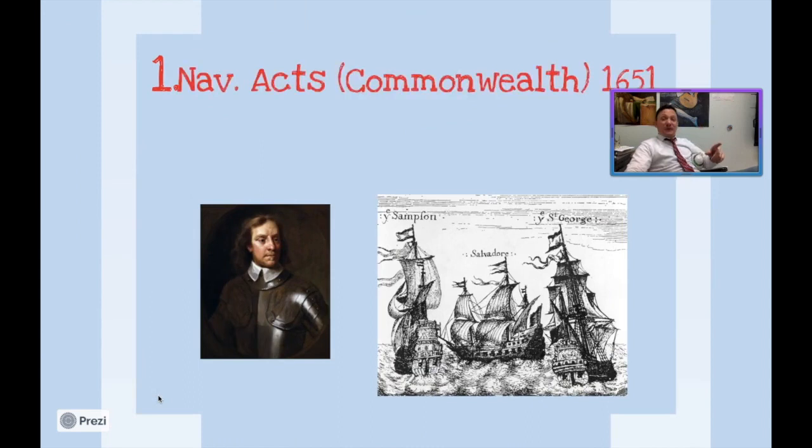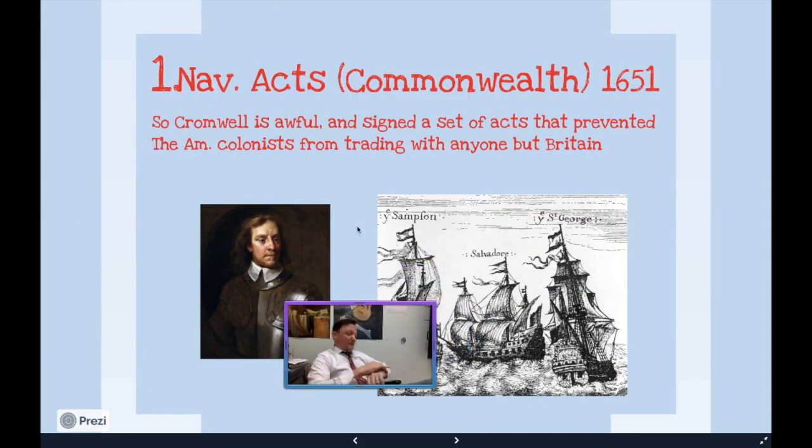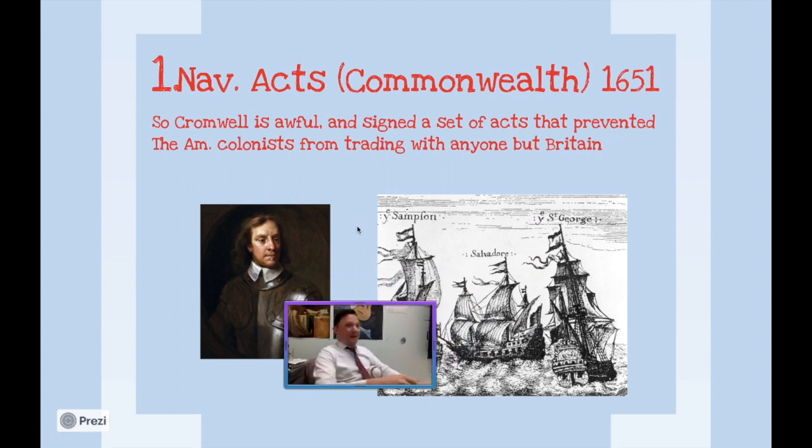So the very first event we've got to talk about is the Navigation Acts. Some of y'all are going to be like, wow, Mr. Terry, you're moving really fast. Well, the thing about it is, y'all, it's a crash course. It's not meant to be something that we sit here and marinate in for like 3 days. And I also don't want this flip to be any longer than it absolutely has to be. So let's go ahead and start off with that first event.